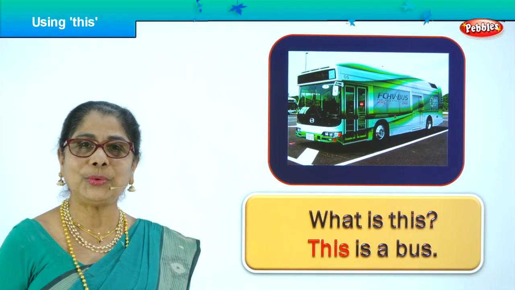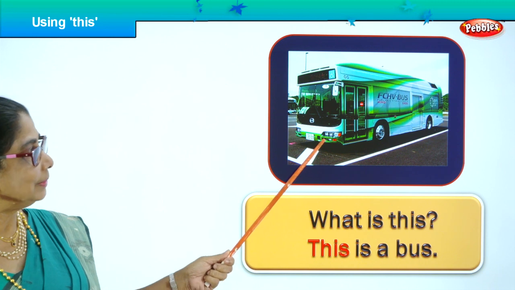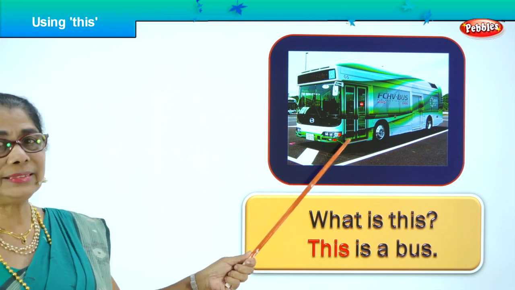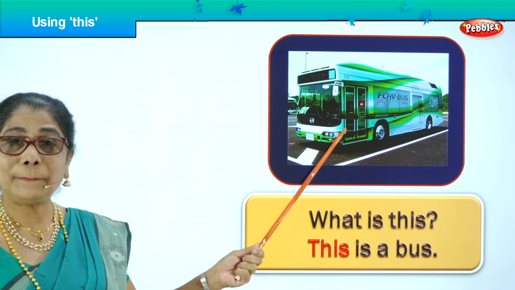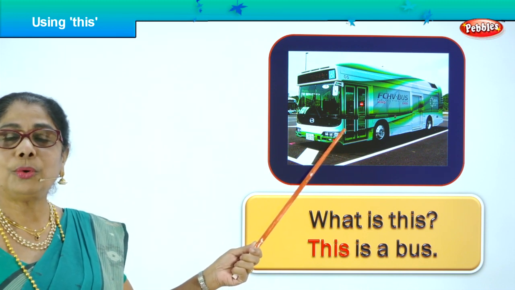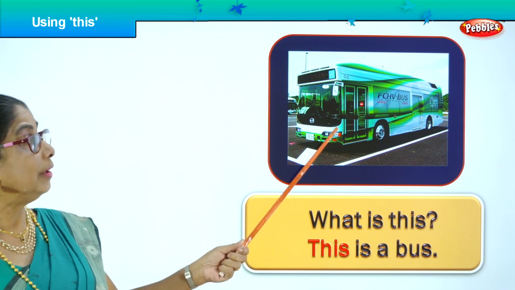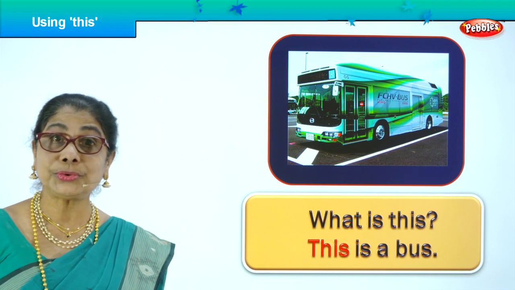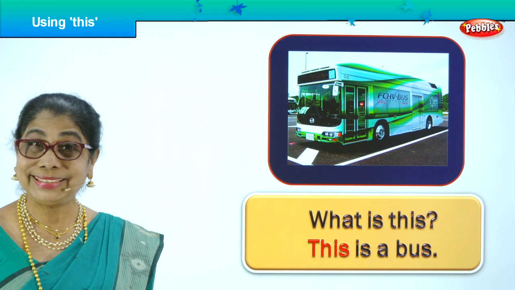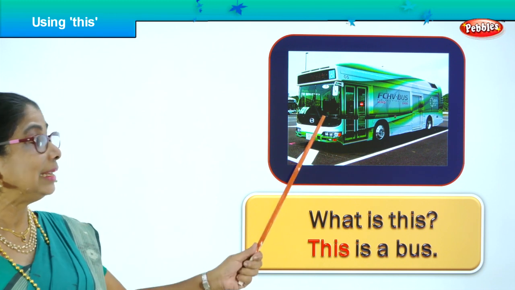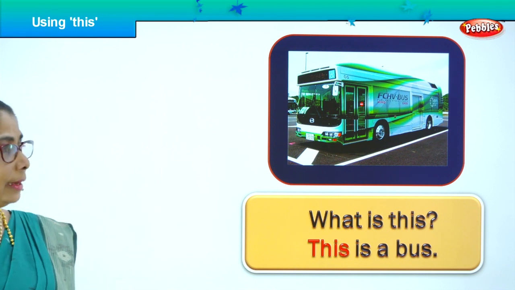Look at this. See what you have here. Look, have you traveled in this? Yes? Where do you go in this? To different places? Or mommy takes you to somewhere far off? Otherwise, where do you see this? It comes to your school when you go for a picnic, when you go on a long trip to enjoy. Yes? Let's read the question and read the answer and the use of this in the sentence.